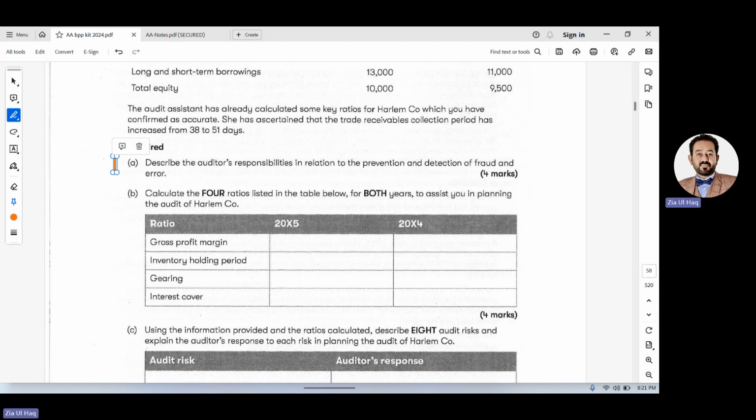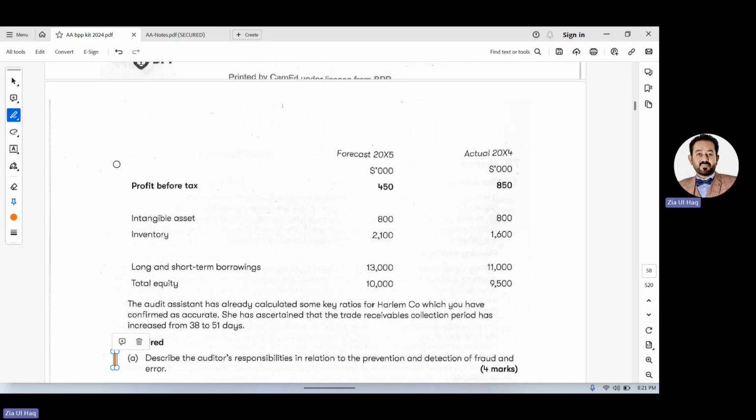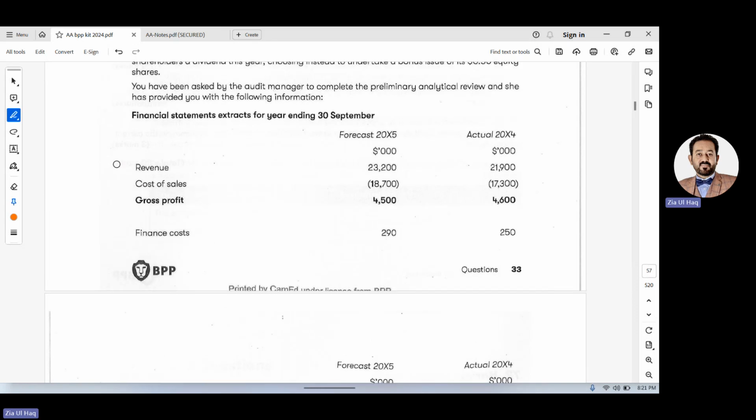Part B, calculate the 4 ratios listed in the table below for both years. This will assist you in planning the audit of Harlan Company. You need to calculate gross profit margin for both years, and you have data for 20x5 and 20x4. How to calculate gross profit margin? GP over sale into 100. So you can calculate GP margin for both years. Can you calculate this? Come on. Quick. GP over sale into 100.